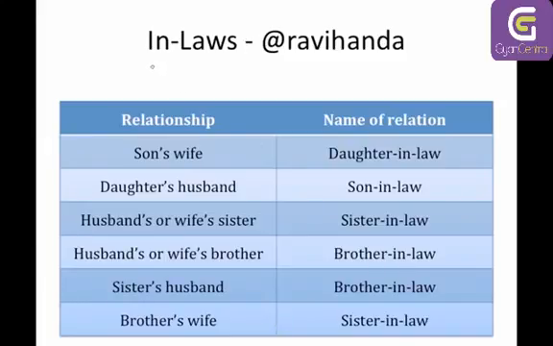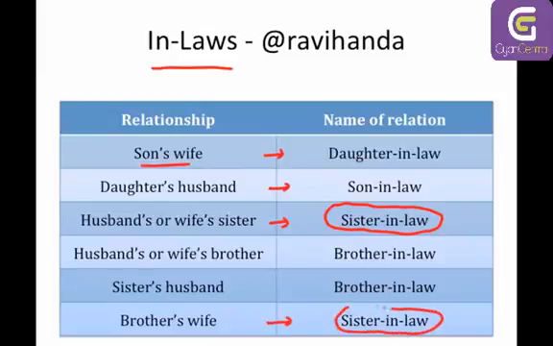The in-law portion. Your son's wife is your daughter-in-law, and your daughter's husband is your son-in-law. The other way around, your husband or wife's sister is your sister-in-law, but that is not the only person who can be called your sister-in-law. Your brother's wife can also be called your sister-in-law. So that is a distinction that you need to make clear.